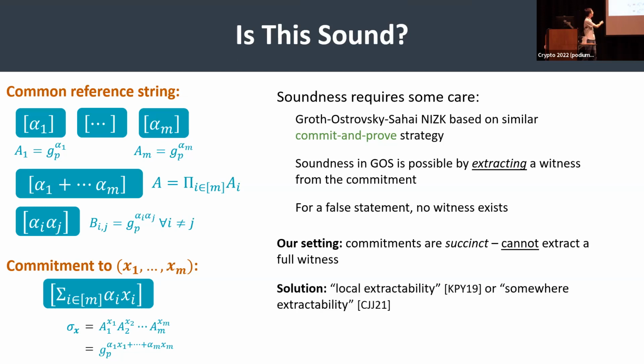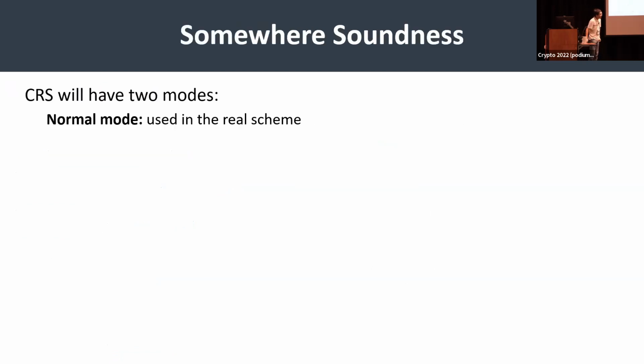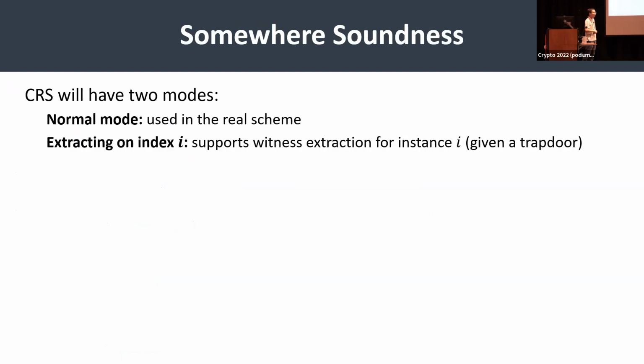Here we use something called local extractability, or somewhere extractability, that has featured prominently in many similar works on constructing succinct arguments and batch arguments in recent years. The idea here is as follows. We will define two different distributions for the common reference string. What I will call the normal mode, which is what I just described, just having the random group elements and then the cross terms. And then there will be a second mode, which we will call the extracting mode.